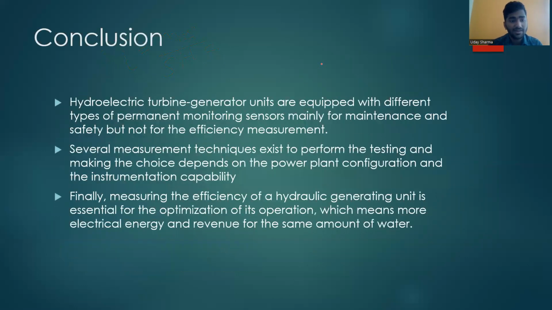Let us conclude this topic by saying that hydroelectric turbine generator units are equipped with different types of permanent monitoring systems, mainly for maintenance and safety, but not for efficiency management. Several measurement techniques exist to perform the testing, and making the choice depends on the power plant configuration and the instrument capability. Finally, measuring the efficiency of hydraulic power generation is essential for the optimization of its operation, which means more electrical energy and revenue for the same amount of water.